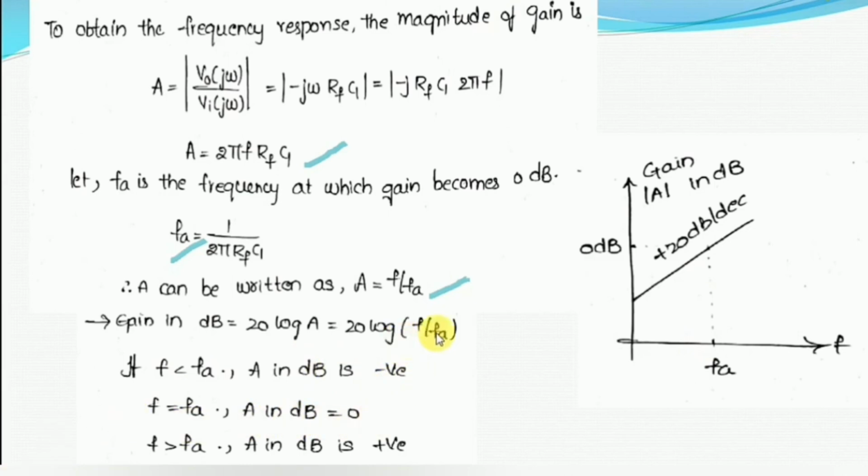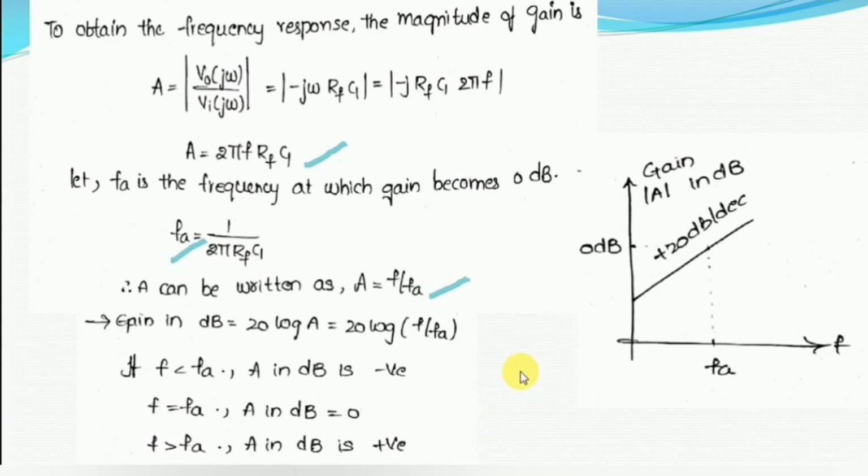Log 1 value will be 0, so the frequency at which the gain is 0, we call that frequency the cutoff frequency. So whatever constant term that we have assumed, this is the cutoff frequency of the differentiator circuit, and if f is greater than Fa, the gain is positive. So this is the procedure for how we have to plot the gain versus frequency curve. Here we are assuming that the gain is measured in terms of dB.